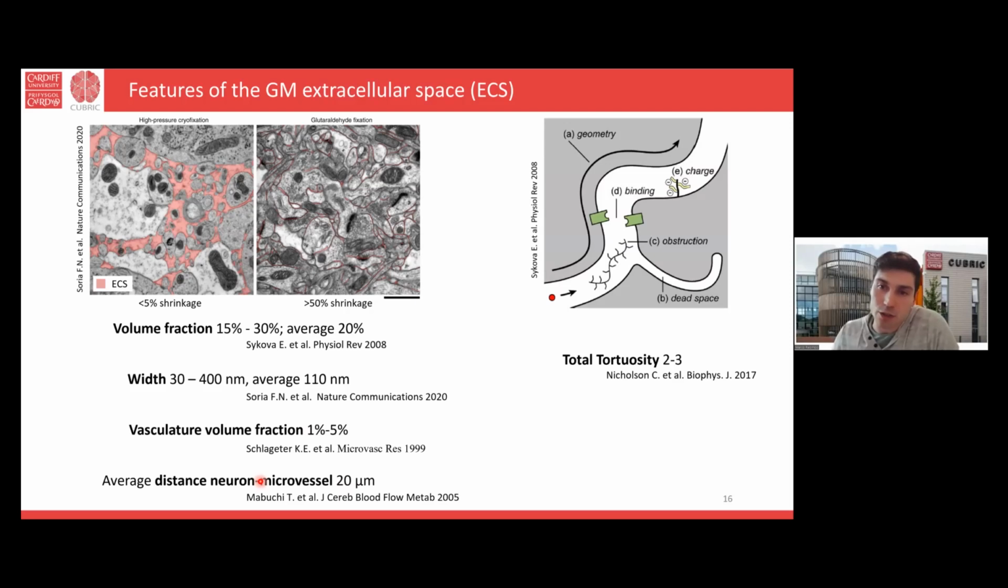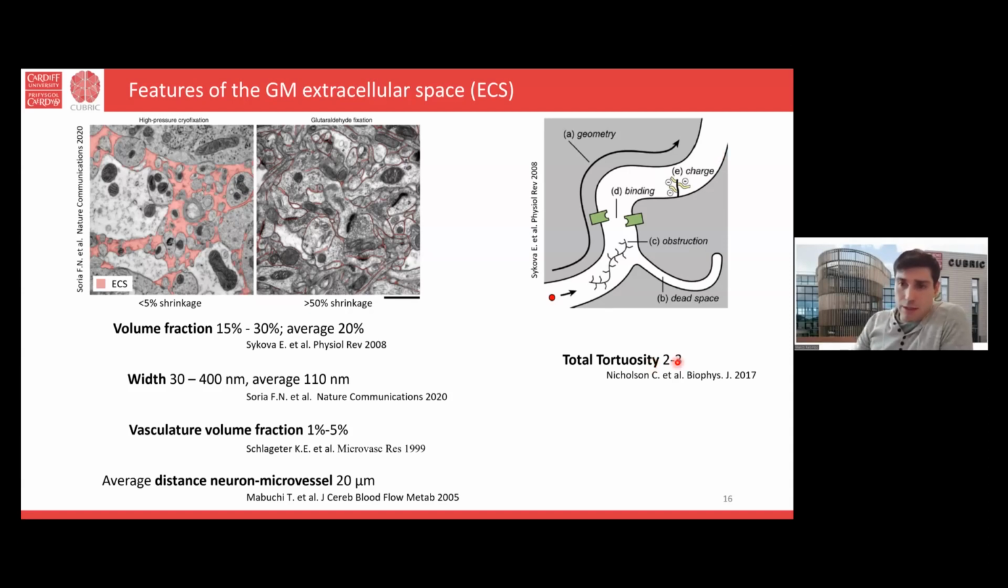And if we look at the geometry, at the complexity of the extracellular space, this is a highly tortuous medium. The total tortuosity has been estimated to be between 2 and 3. And with total tortuosity, we mean not only the geometrical one, how tortuous is the path to go from point A to point B, but we also mean, if you have a molecule like water, which is electrically charged and can bind to proteins and molecules along the path, how much these interaction effects add to the tortuosity. And we end up with a value between 2 and 3.